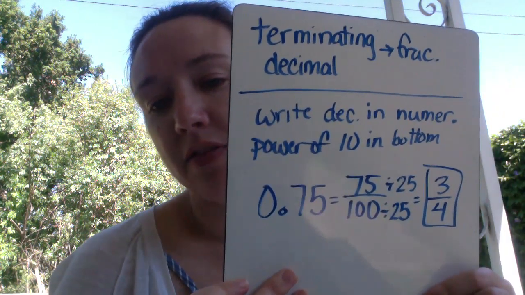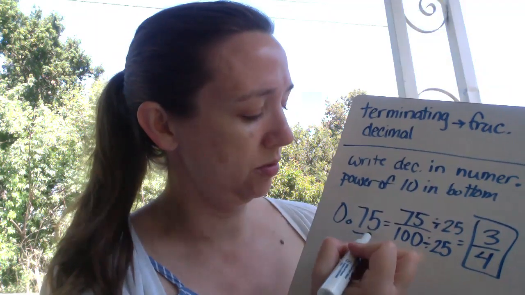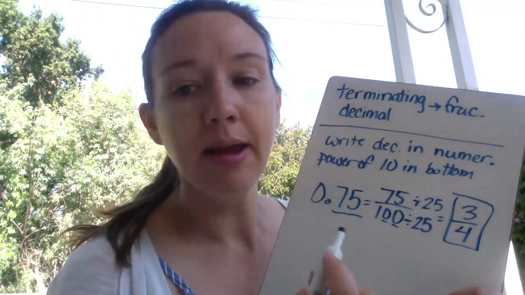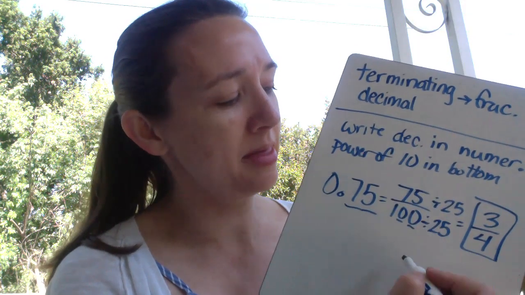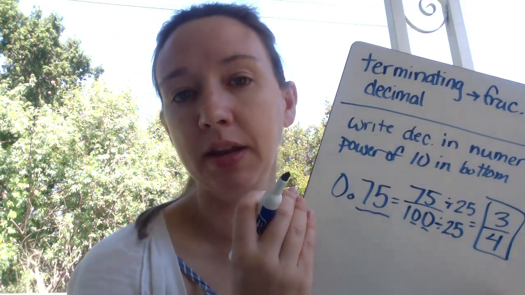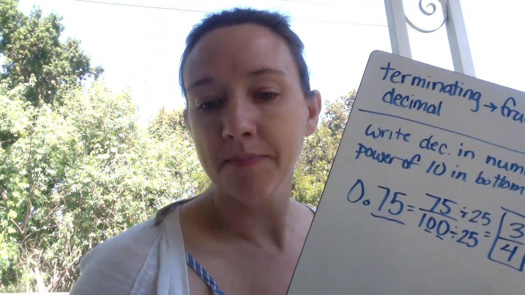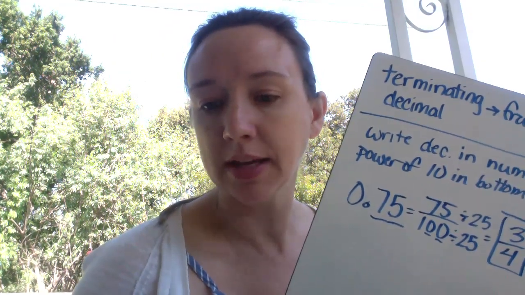0.75 is 75 over 100 because there's 2 spaces, so there's 2 zeros. Then I can simplify because 25 goes in the top and the bottom, and I get 3/4 as my final answer. Okay, next video we'll talk about repeating decimals into fractions.